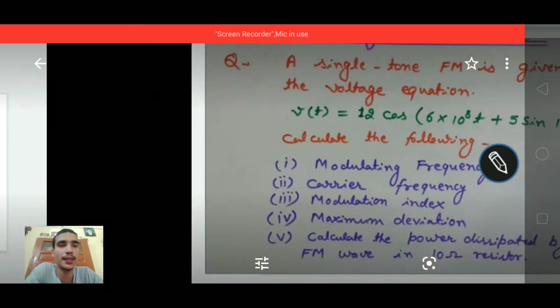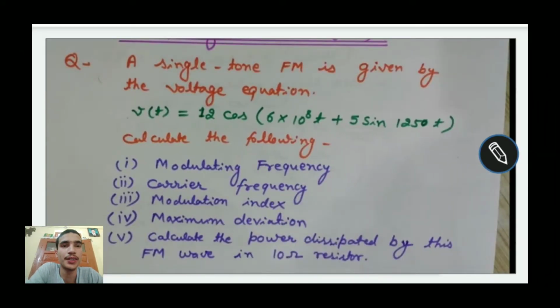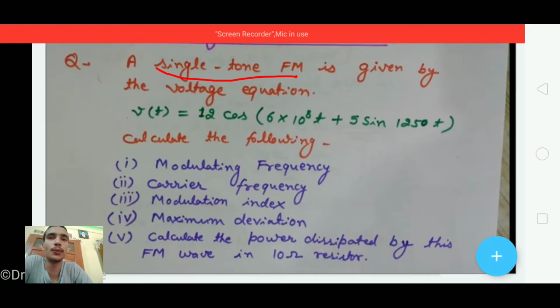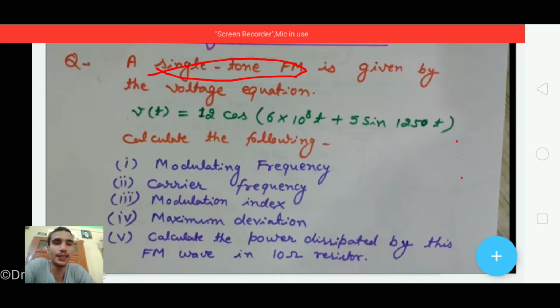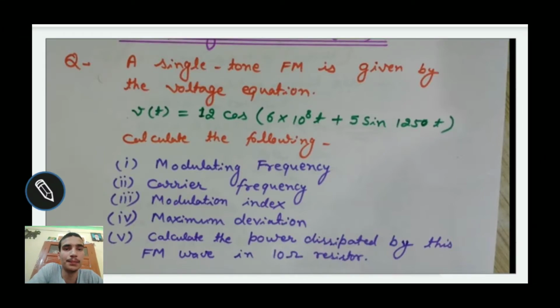So let's start. Here is our first question, in which a single tone FM, meaning frequency modulation, is given by the voltage equation v(t) = 12 cos(6 × 10^8 t + 5 sin 1250t). Single tone FM means that the message contains only a single frequency.